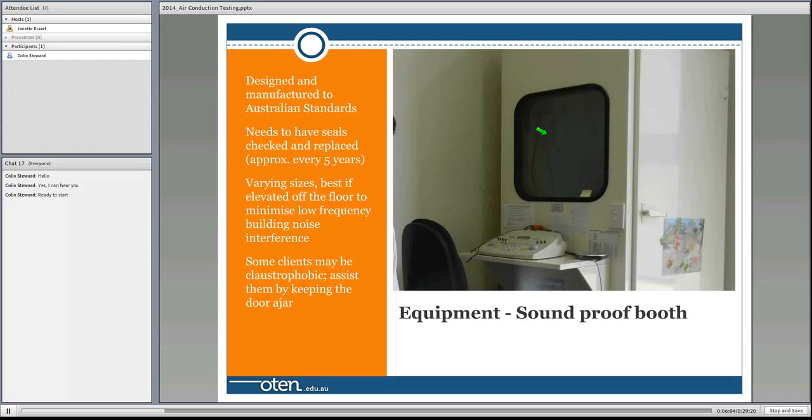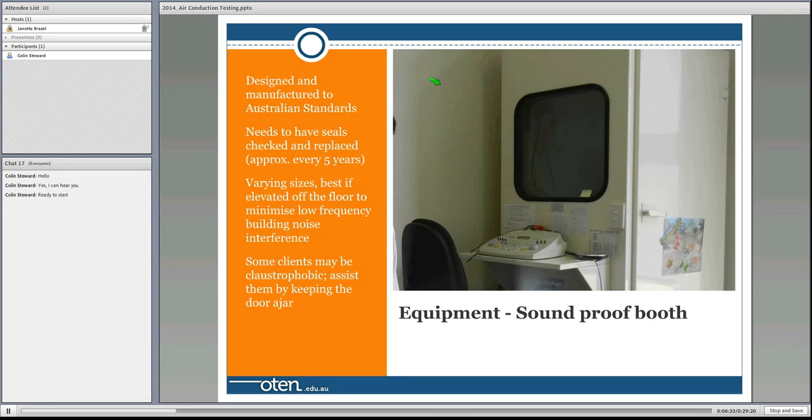Now, what sort of equipment will we use? Well, firstly, it's really good to have a soundproof booth. Not everyone has one, but if you can have one, that's great. If you have got one, you've got to make sure it meets standards. And just because you've got one, it doesn't mean it's fantastic forever. You will need to have the seals checked and replaced on occasion, and it's generally about every 5 years.